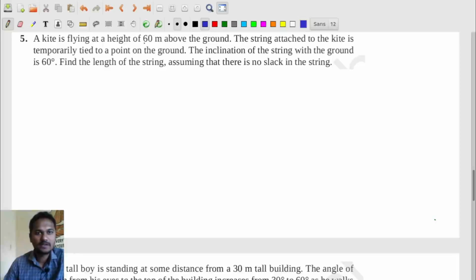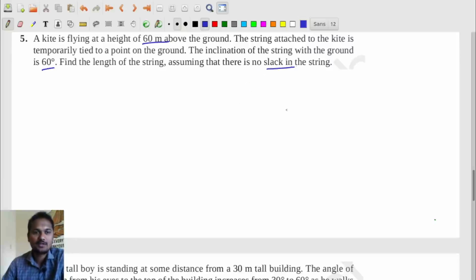Flying at a height of 60 meters above the ground, the string attached to the kite is temporarily tied to a point on the ground. The inclination of the string with the ground is 60 degrees. Find the length of the string, assuming that there is no slack in the string.